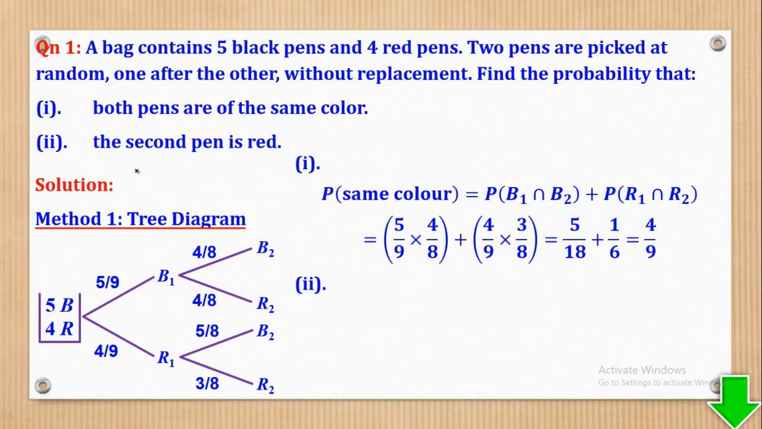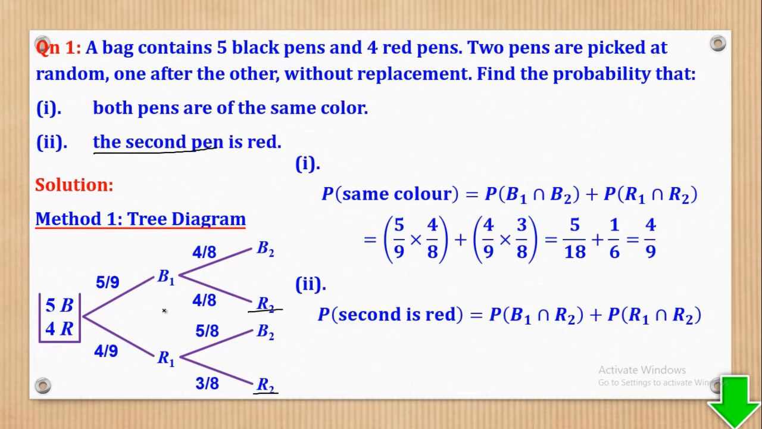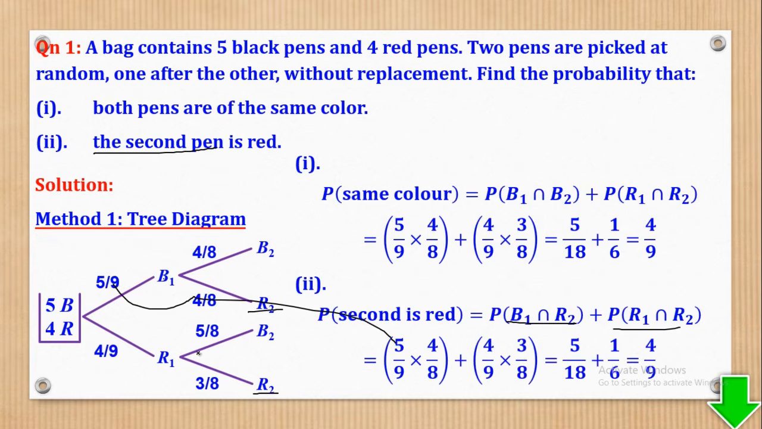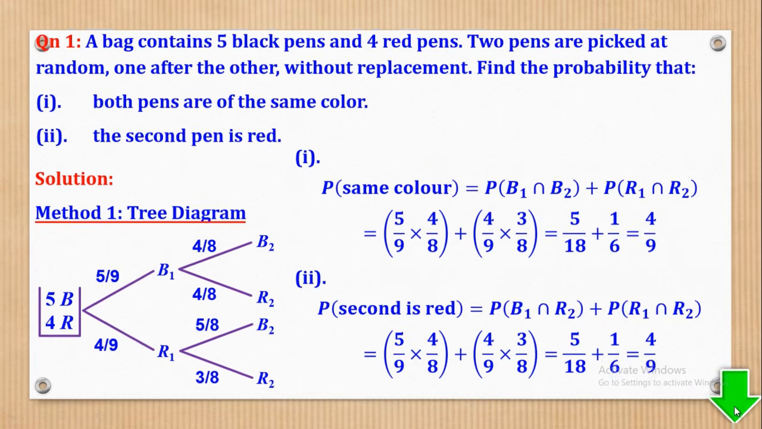That was Roman 1. Then Roman 2, the probability that the second pen is red. So that means we have B1 R2, which is here, and R1 R2, which is here. So when I substitute, it will be this times this, which is here, and this times this, which is here. So in the end, I'll come up with 4 over 9 as the required probability. So that has been method 1. Now we shall go to method 2 of using permutations and combinations.